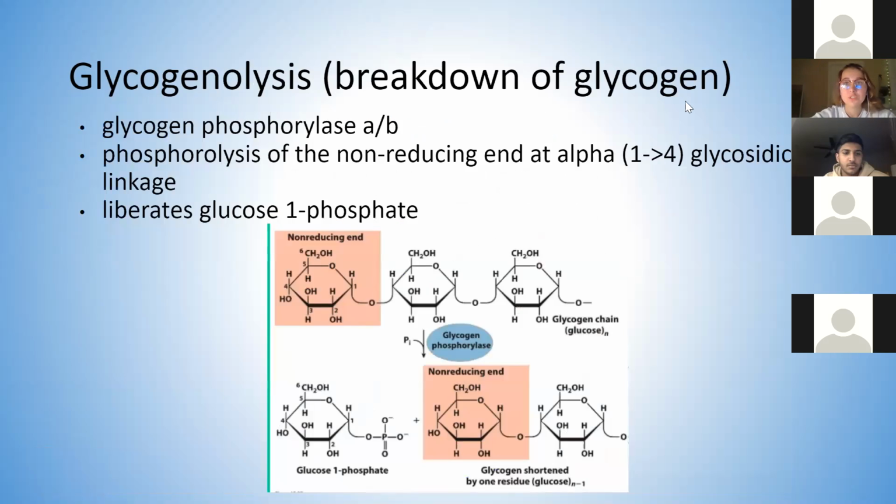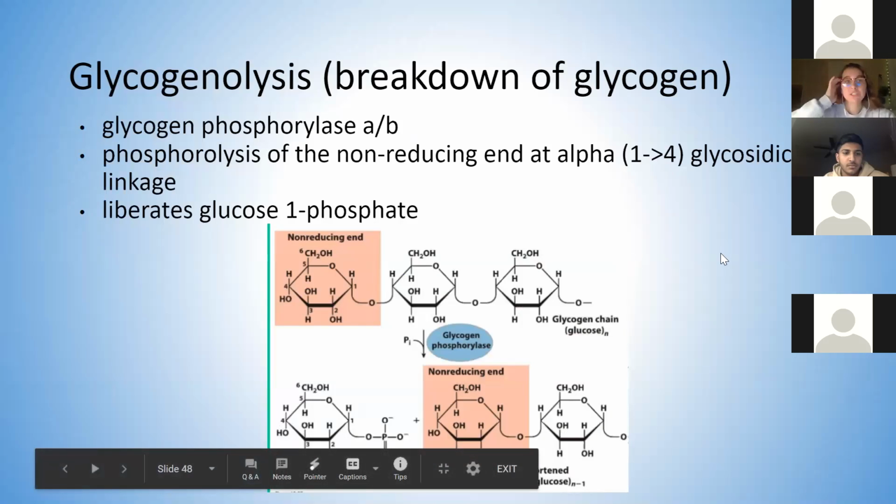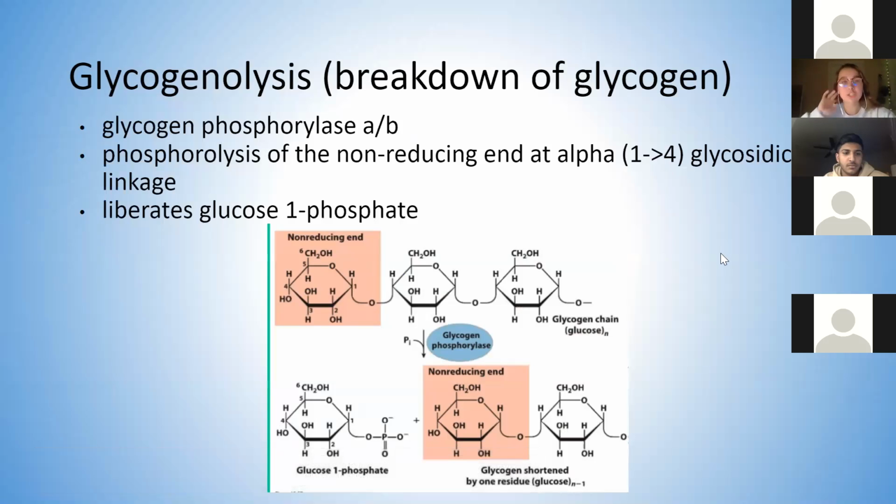All right, so moving right along to glycogenolysis, which is essentially the breakdown of glycogen. When we are breaking down glycogen in our cells, this is completed through the actions of the enzyme glycogen phosphorylase A/B. Essentially glycogen phosphorylase A is the inactive form and phosphorylase B is the active form, which we'll talk a little more about later when I cover regulation of this process. Essentially, the glycogen phosphorylase will catalyze the phosphorolysis of the non-reducing ends of the glycogen chains at the alpha-1,4 glycosidic linkage.